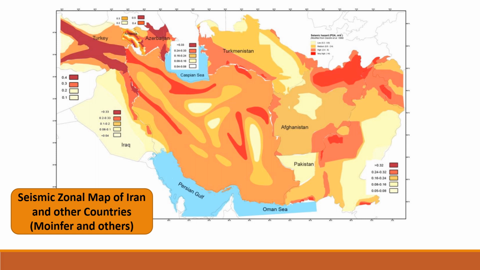Next is the seismic zonal map of Iran and other neighboring countries, which shows the likely or the probable seismic hazard, the peak ground acceleration, which varies from 0.05 to greater than 0.32. Most of the locations in Turkey and Iran can be seen to have high peak ground acceleration. This area of the world is one of the most seismically active ones.